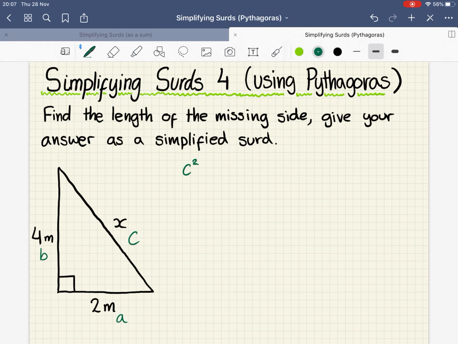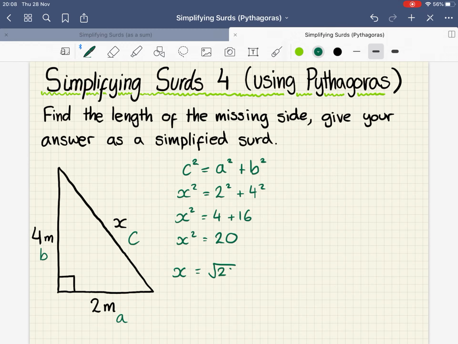So Pythagoras formula, need to memorize this, is C squared equals A squared plus B squared. So I don't know what C is. C is my x value, so I've got x squared is equal to 2 squared plus 4 squared. And I first solve this like any normal Pythagoras question. At this point, I now need to square root it in order to find x.